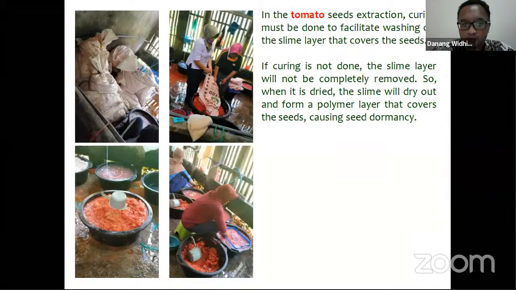Tujuannya adalah untuk menghilangkan lendir yang biasanya mengelilingi benih itu, supaya setelah fermentasi akan lebih mudah dihilangkan. Kalau lendir ini tidak bersih dicuci, kemudian mengering, ini akan membentuk semacam polimer yang menyelubungi benih tersebut, sehingga benih itu akan sulit untuk tumbuh. Jadi ini salah satu hal yang menyebabkan dormansi juga, sehingga dilakukan fermentasi seperti ini untuk memastikan bahwa pada saat pencucian benih, lendir itu betul-betul tercuci bersih, sehingga benihnya tidak akan bermasalah.